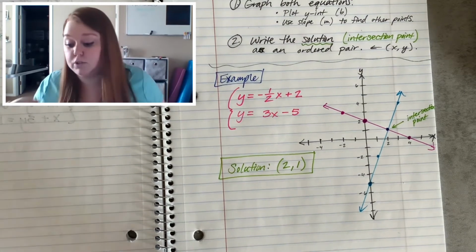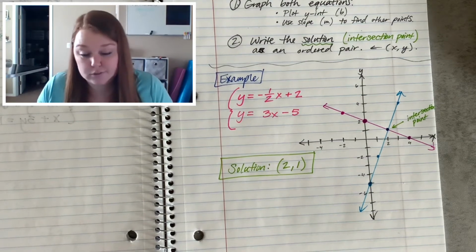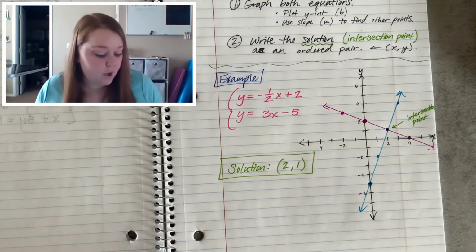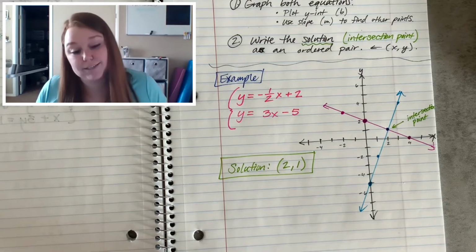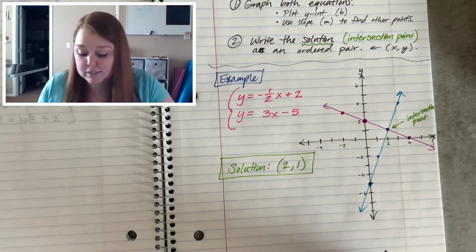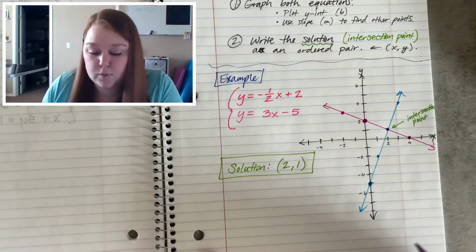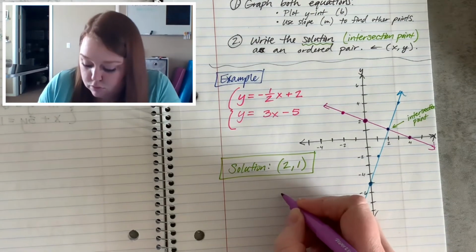Now, here's what I want you to practice though. How could you check your answer? Not gonna have to do this every time, but how could you check to see that 2, 1 is the actual correct solution? This goes back to the last lesson. You would plug 2, 1 in for both of these equations and see if they come out as true statements.